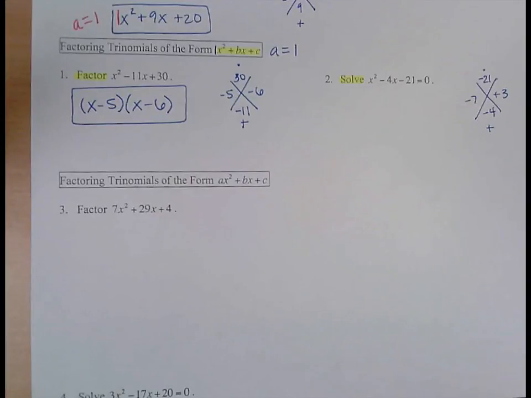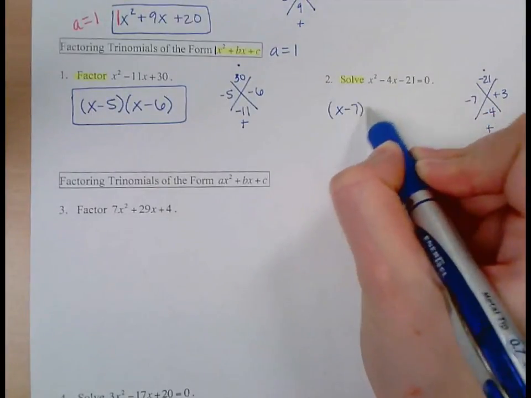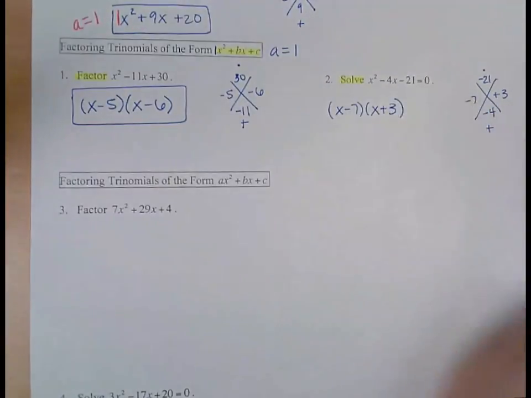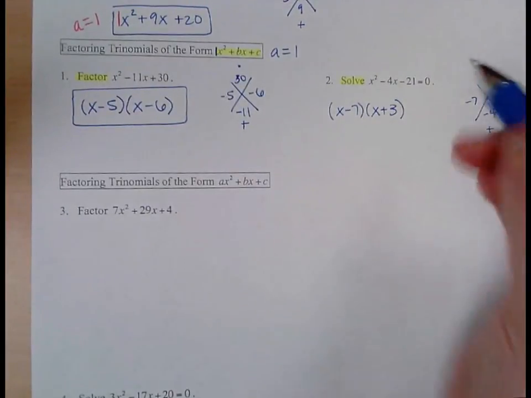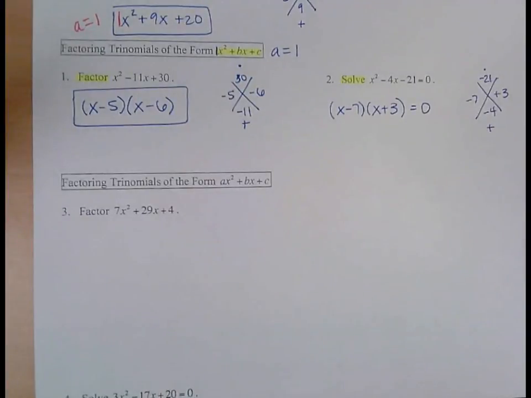If you have the opposite order, that's okay. So then, factored, this would be x minus 7 times x plus 3, or x plus 3 times x minus 7. We're not done though. We still have the equation equal to 0. We still have to solve it.